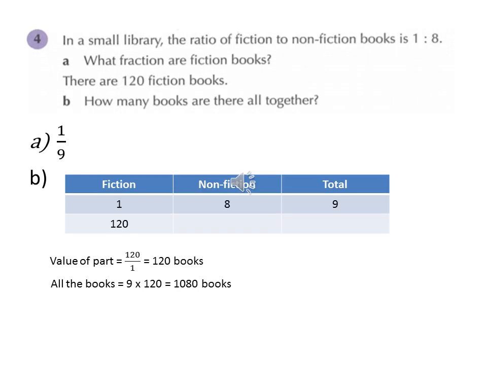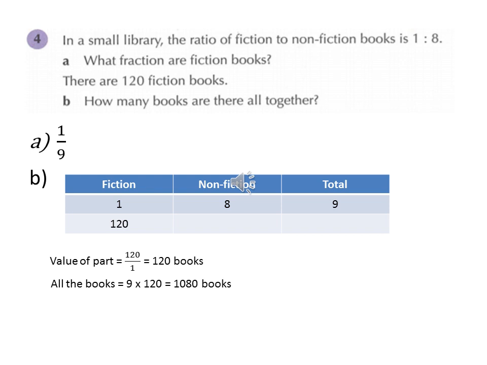Here in question number 4, the question said, in a small library, the ratio of fiction to non-fiction books is 1 to 8. So he needs to know the fraction of fiction books. So first of all, we have to get the total parts. It's 1 and 8, so the total parts are 9. So 1 plus 8 equals 9. This is the total. And to know the fraction of fiction books, we need to know the ratio of fiction books. So the fiction is 1, and the total parts are 9, so it's 1 over 9. So this is the answer of number A.